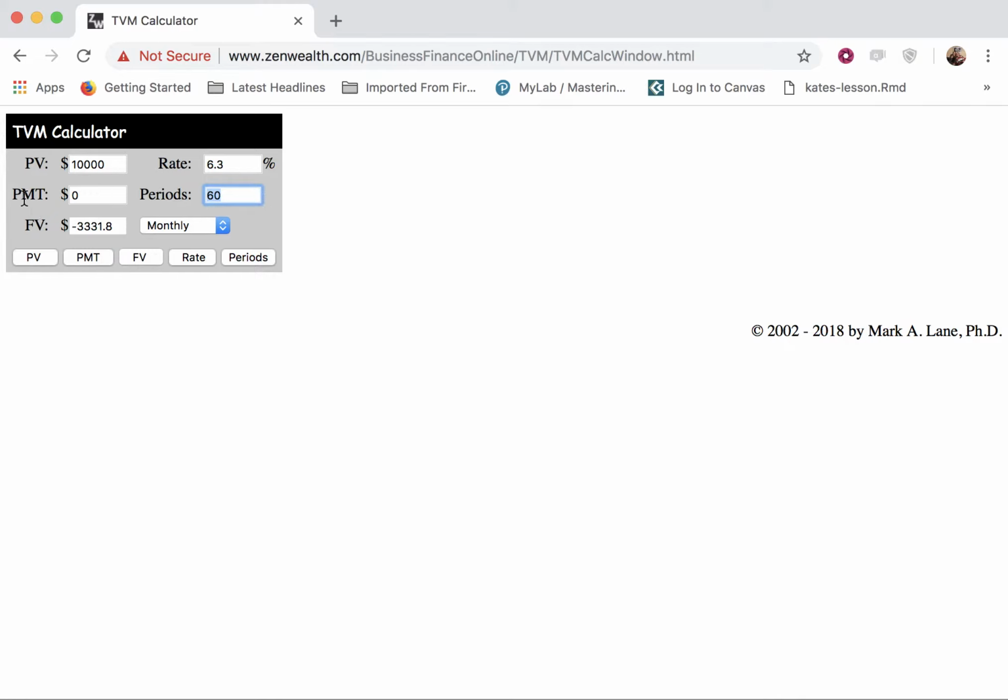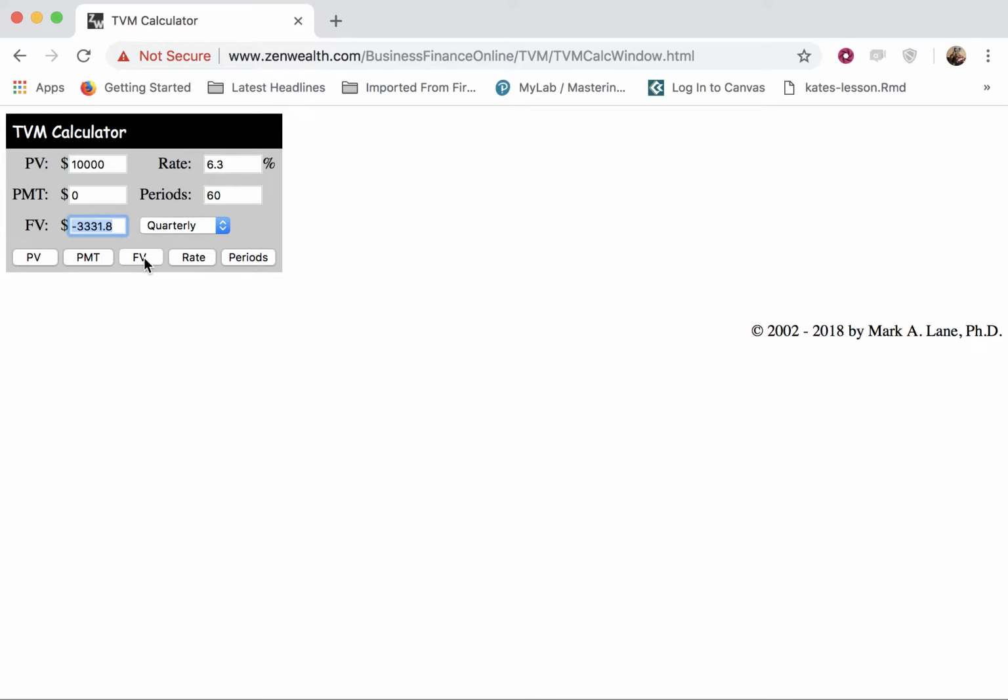We have no payments, that's what PMT stands for, your payments. And we are going to do it monthly. Actually, we're doing it quarterly, so you're going to take this pull-down here and pick quarterly for how many periods you're going to have. And then you want to find the future value. So we're going to stick here on future value, and you're going to come down here. There you've got present value, payment, future value, rate, and periods you can calculate.